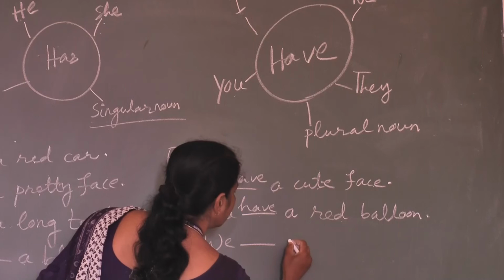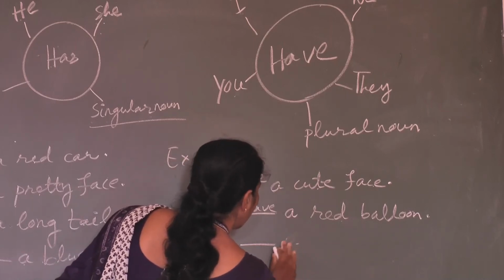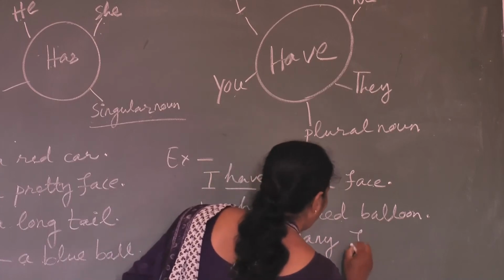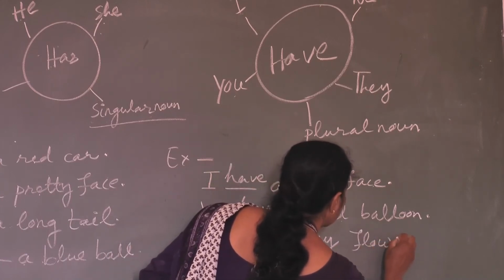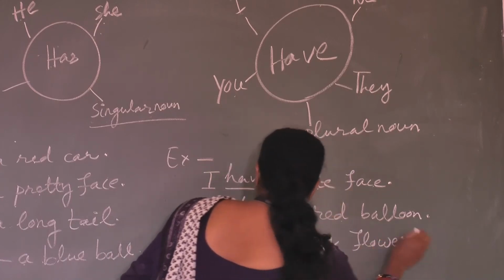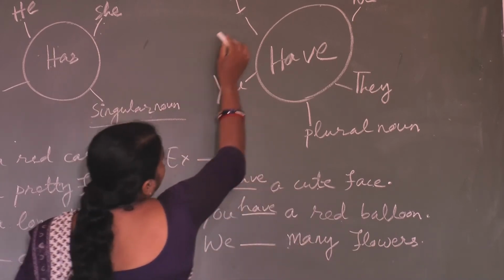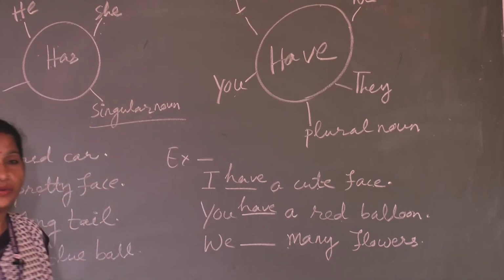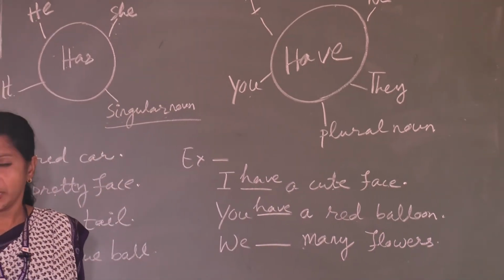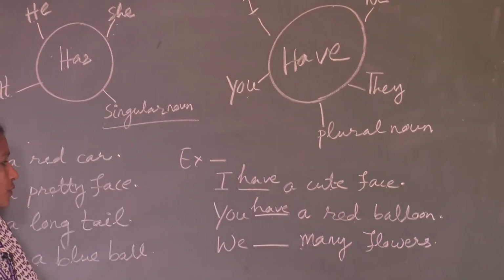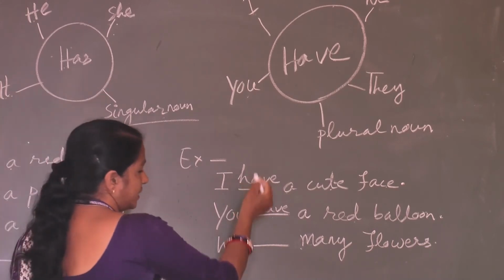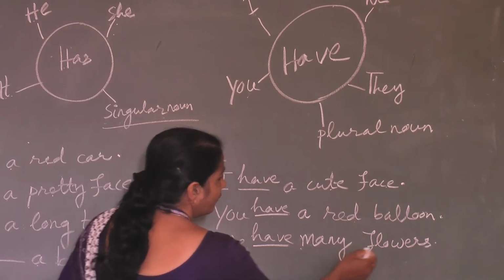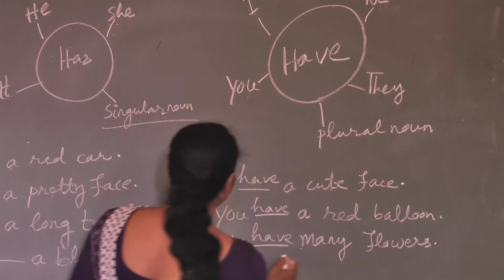We dash many flowers. Is there any word we here? Yes, here. What are we using for we? We are using have for we. So, fill in the blanks here. Have. We have many flowers.